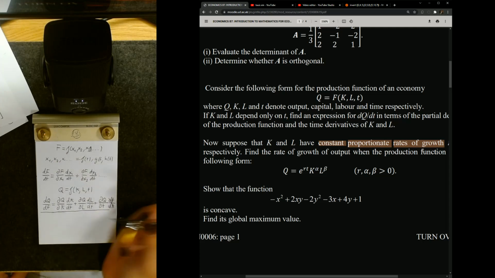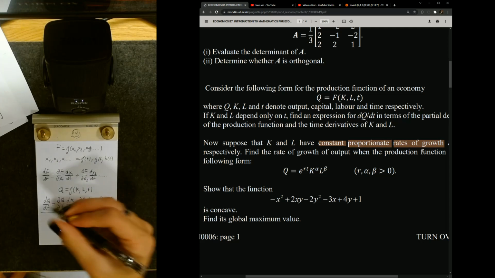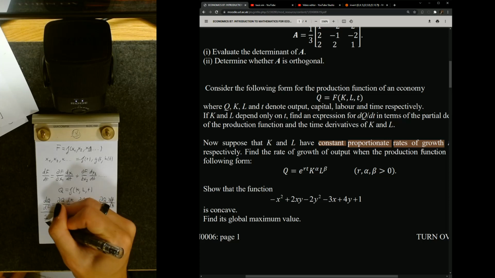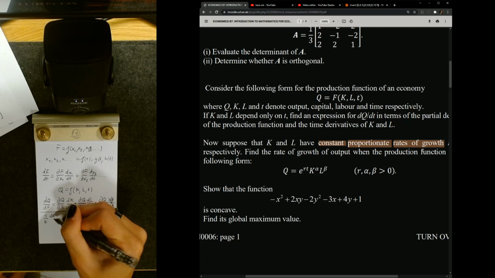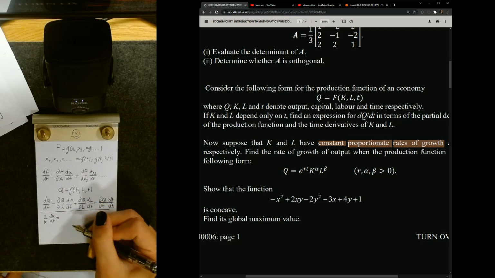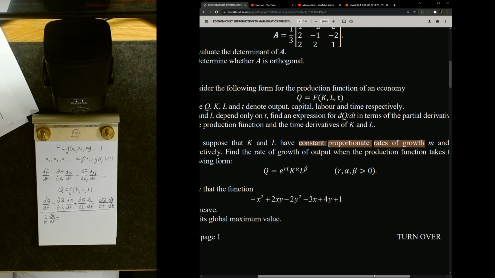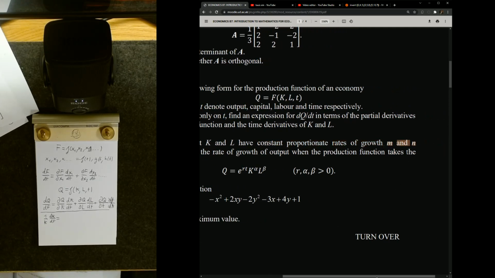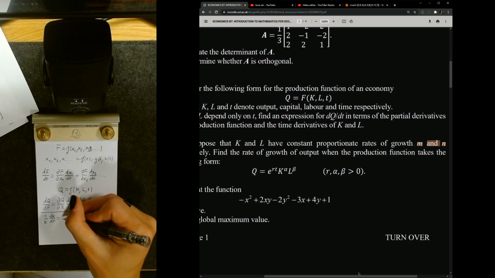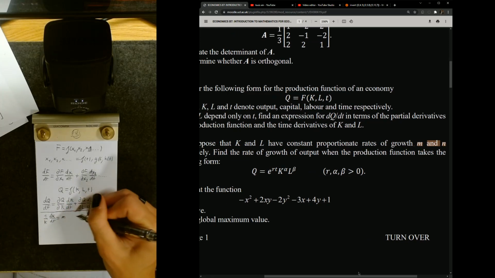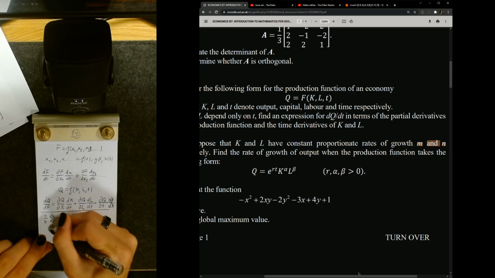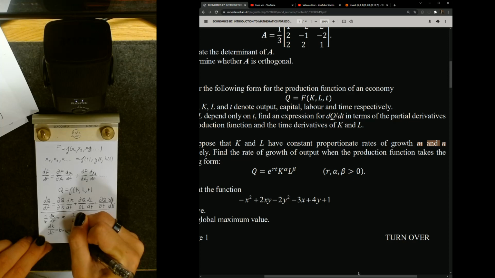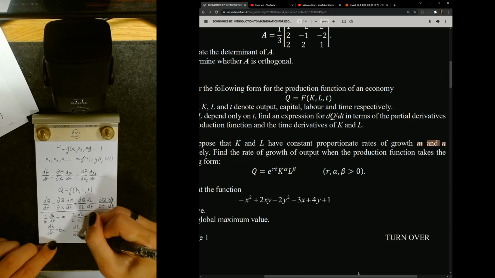Apparently so. Anyways, constant proportionate rates of growth essentially says that the time derivative multiplied by the function over 1, so 1 over K times dK/dt, is equal to that rate of growth. The question says m and n respectively. So for K, it's going to be m, and then for L, it's going to be n. Which leads us to dK/dt equals Km, and dL/dt equals Ln.